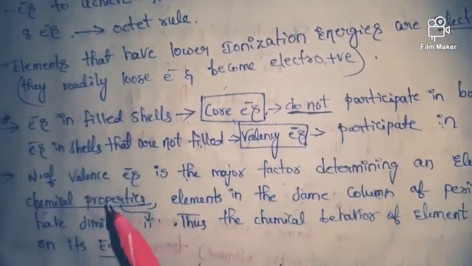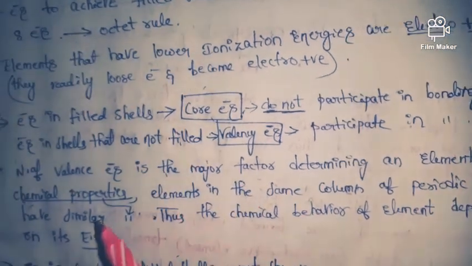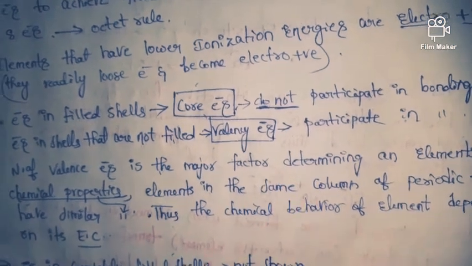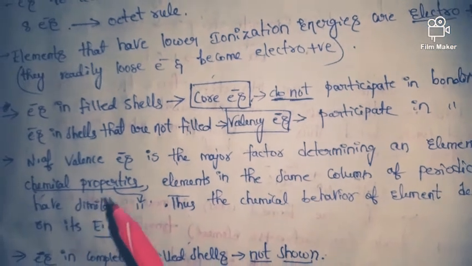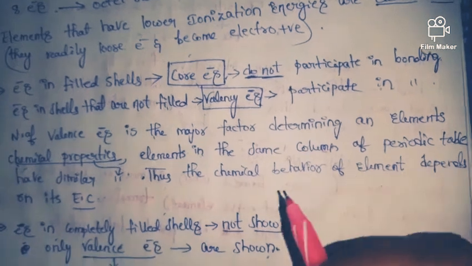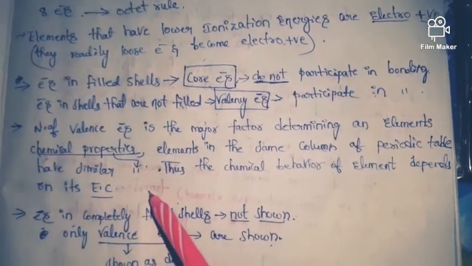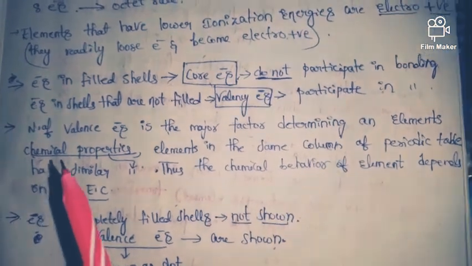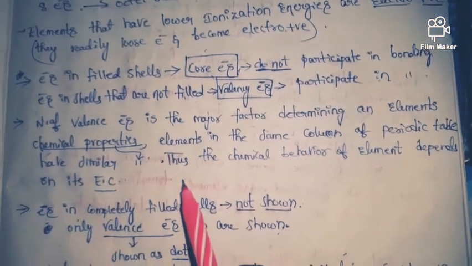Next, the number of valency electrons is a major factor determining an element's chemical properties. Elements in the same column, or the same group, will have similar chemical properties. So elements present in the same group or the same column will have the same chemical properties. Thus the chemical behavior of an element depends on its electronic configuration.